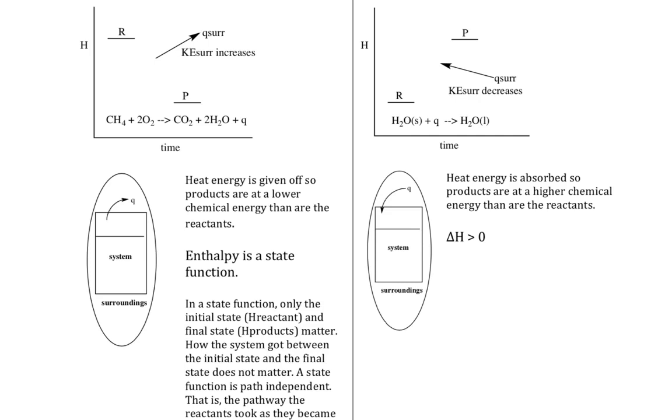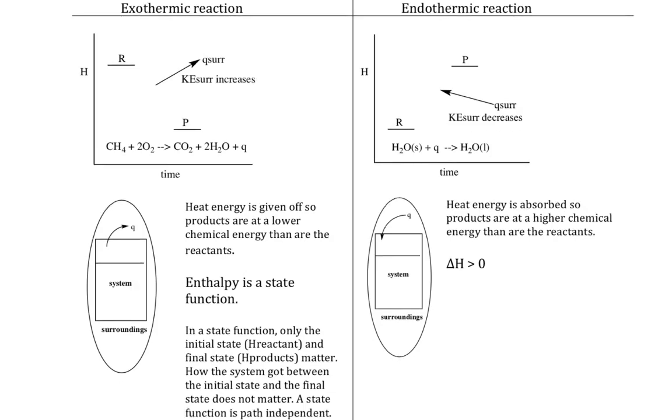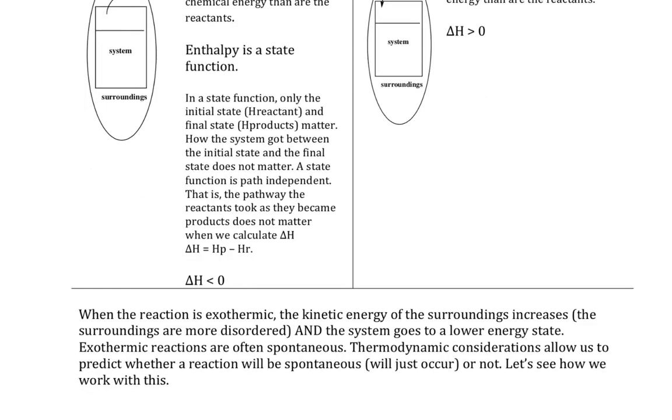Oh yes, a reminder, delta H of an endothermic reaction is greater than 0, and delta H of an exothermic reaction is less than 0. So when the reaction is exothermic, the kinetic energy of the surroundings increases because heat is going to the surroundings, and the surroundings become more disordered.